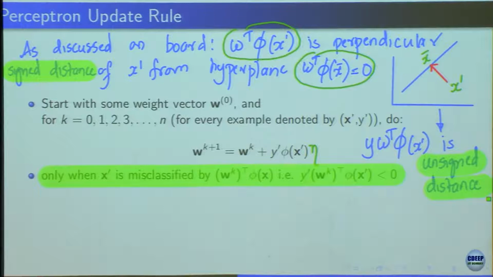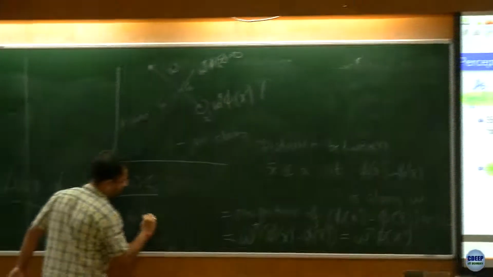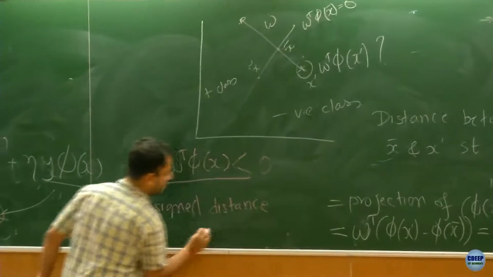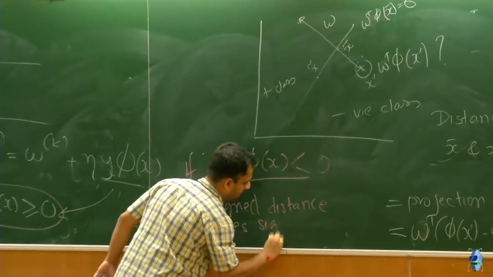So now just very simple common sense. Something is supposed to be unsigned, how does it become signed? That means something is wrong, right? So very simply said, all we are saying is, if unsigned distance becomes signed.